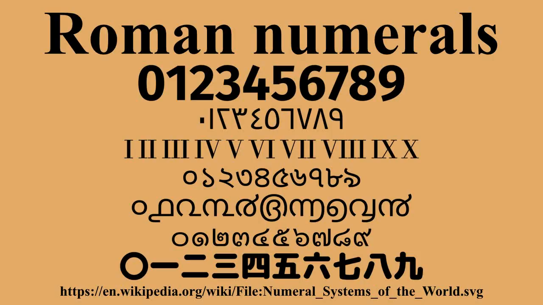A dot indicated an uncia, a twelfth, the source of the English words inch and ounce. Dots were repeated for fractions up to 5/12. 6/12 was abbreviated as the letter S for semis. Uncia dots were added to S for fractions from 7 to 11/12, just as tallies were added to V for whole numbers from 6 to 9.